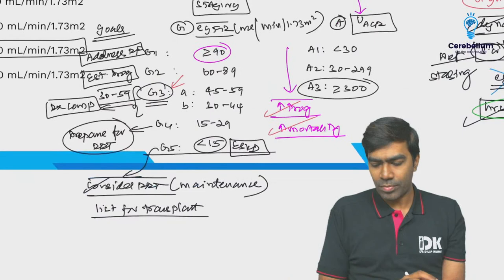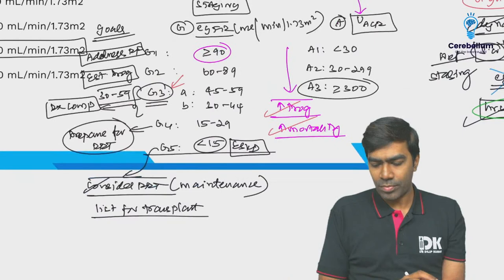Okay. In that, what is the importance of G4 stage? The importance of G4 stage is there are plenty of complications that can occur in a patient with CKD, but during this G4 stage only, your CKD MBD will start. Most of the patients will start developing mineral bone disease only when the patient enters the G4 stage.